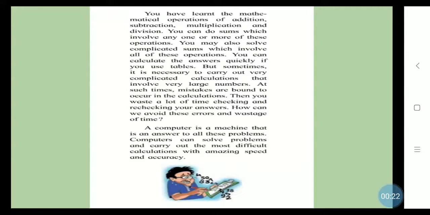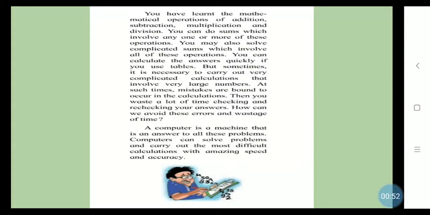You have learned the mathematical operations of addition, subtraction, multiplication and division. You can do sums which involve any one or more of these operations. You may also solve complicated sums which involve all of these operations. Now here, children, as much as I have read, I will explain it to you.